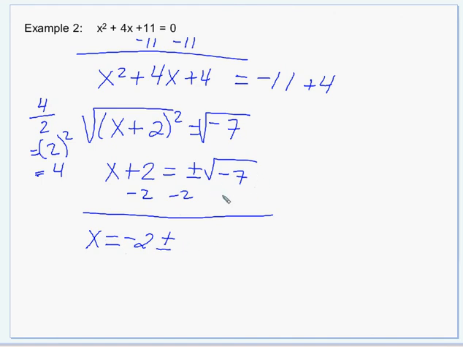Now since we have a radical in our answer, we always need to make sure: do I need to pull out an i, and can I reduce it? Well, since we had this negative here, we know we pull out an i. Now with the radical 7, we can't reduce it, so just leave it in as your radicand. And then here's your answer here.